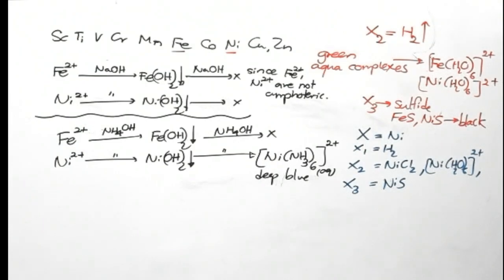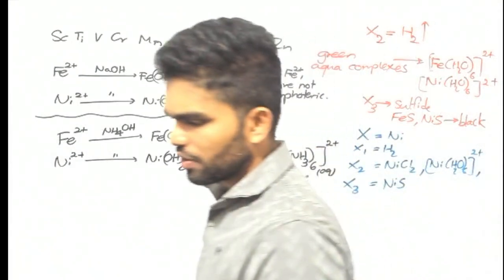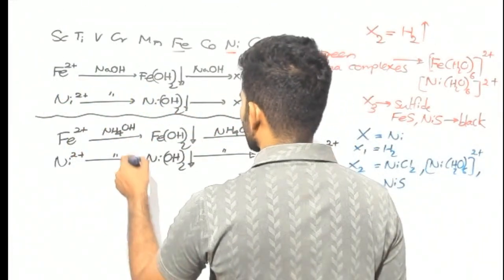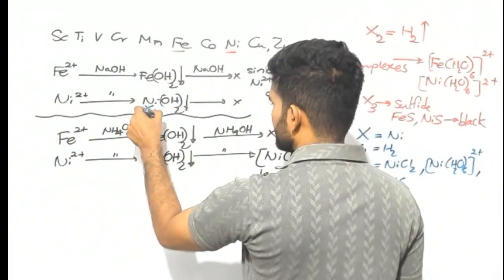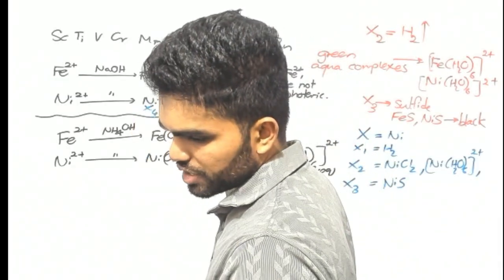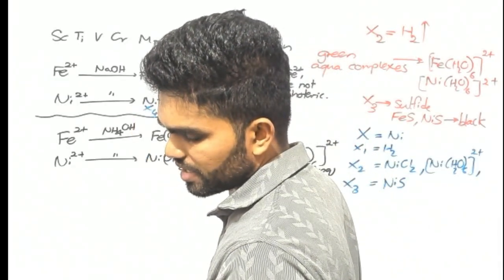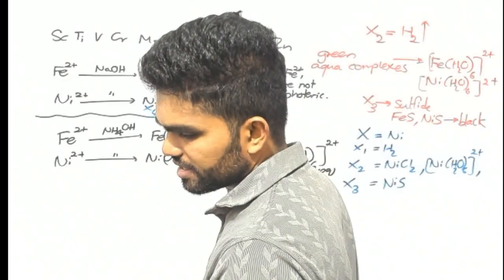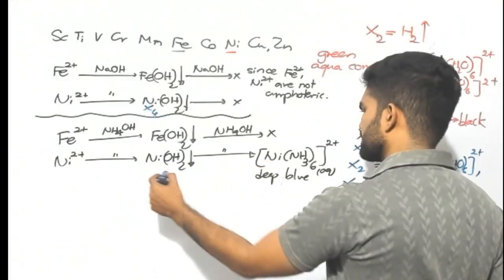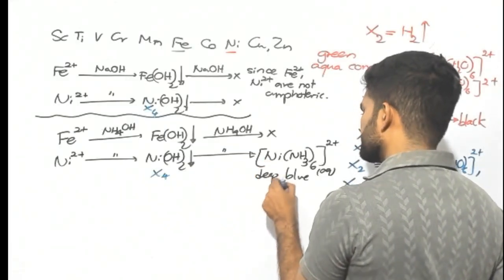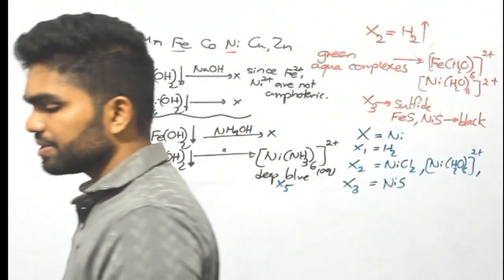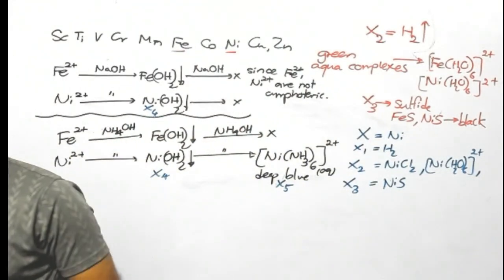Okay? Then what is X4? X4 is the green precipitate that it formed. It is telling that X4 did not dissolve in excess dilute NaOH, but in excess dilute ammonium hydroxide, X4 dissolves to give X5. This is X4, and this one will be X5, the nickel amine complex. Remember, there you have 6 amine ligands on it.